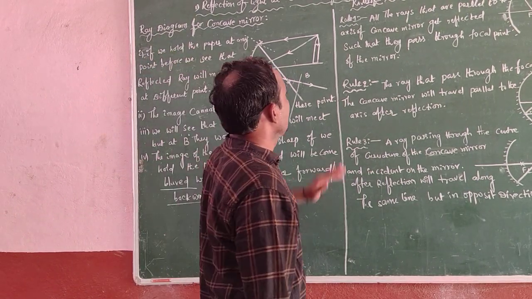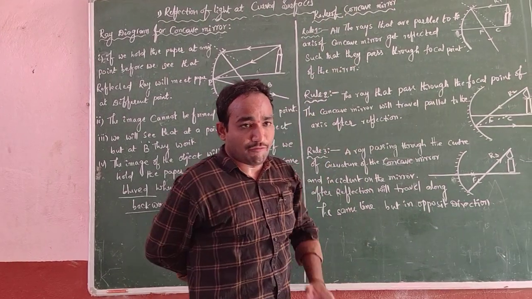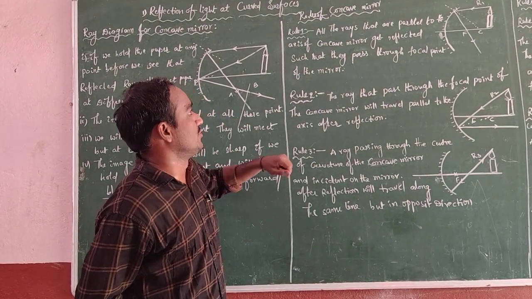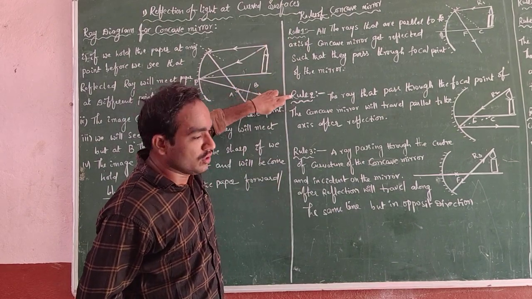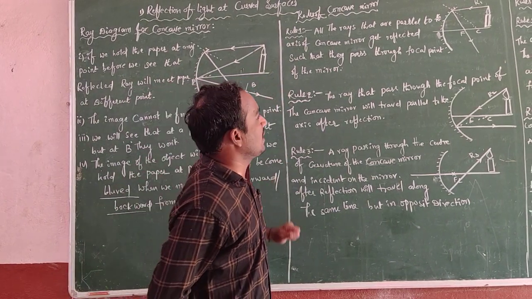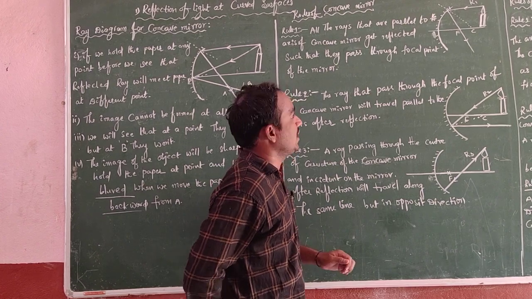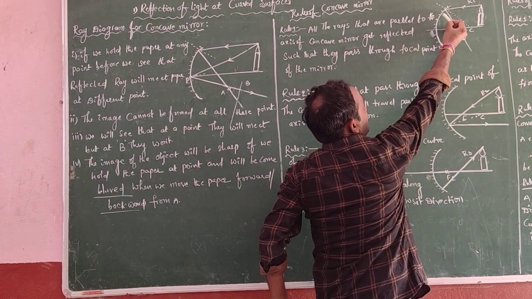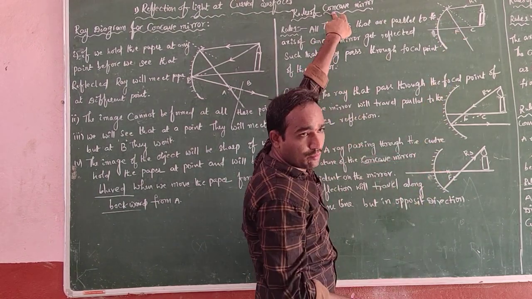Next, the rules of the concave mirror. Very, very important. How many rules are there? We have three rules: rule 1, rule 2, rule 3. For rule 1, what do we represent? All of you see here. Which mirror is it? The mirror is represented with the reflecting surface outside of the line, that is the concave mirror.